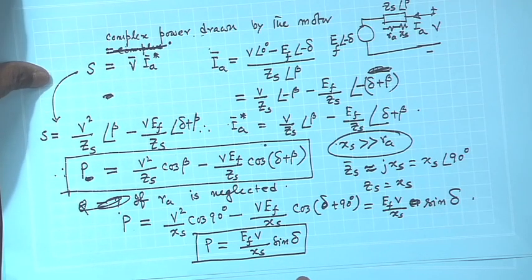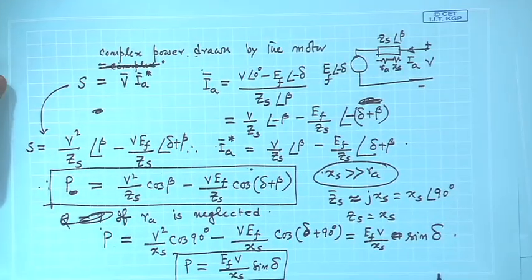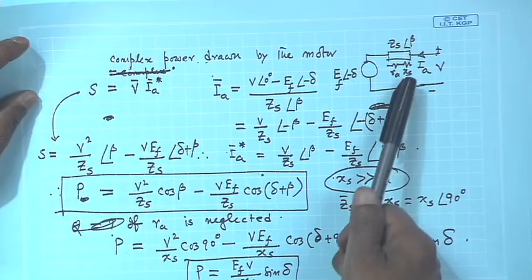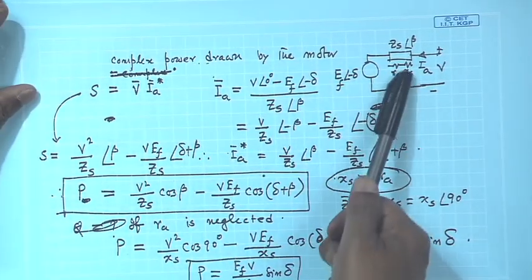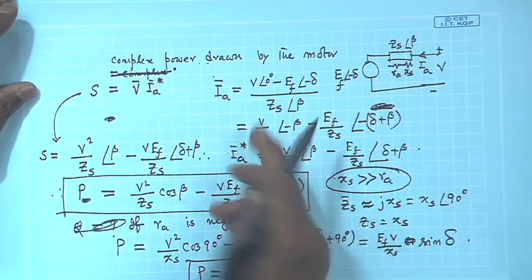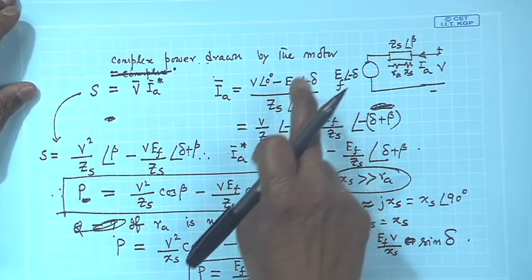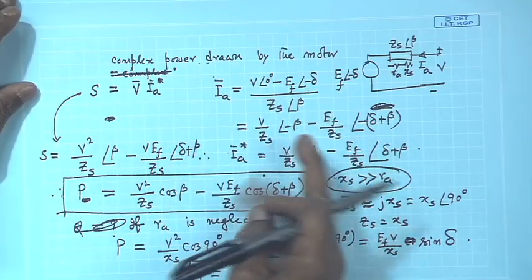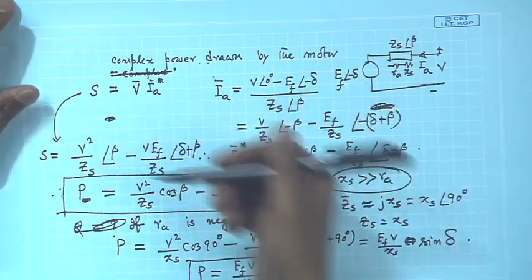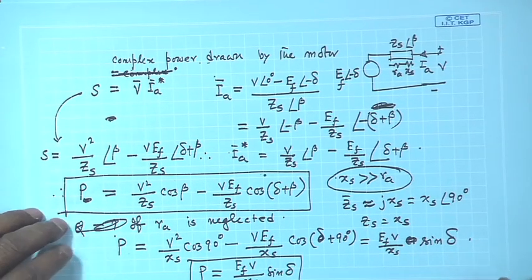So, nothing to worry, but the only thing you should clearly know is whether the machine is running as motor or generator, because you then have to assume the direction of armature current accordingly, and calculate whether it is EF minus V by Z s. In case of generator it was like that and delta was positive, and in case of motor, current is being drawn from the supply.